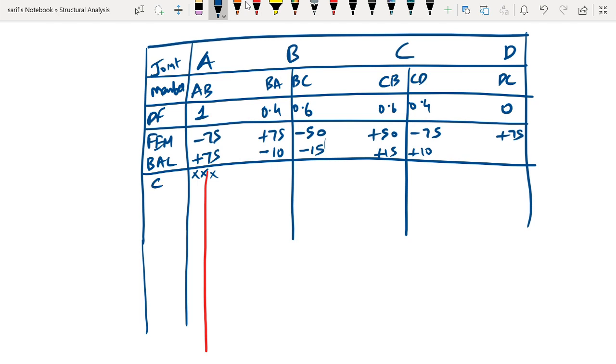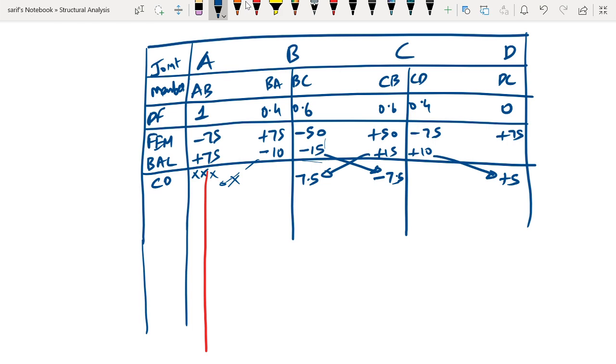Next step is we need to carry over. So we will never carry over to the end hinge or the overhanging end. We will only be carrying over to all other supports. So we will not have any carryover to this side. It will not be, for example, this carryover will not be there. So from here we will carry over, so that will be minus 7.5. Here we will carry over, it is going to be plus 7.5, and this would be plus 5.